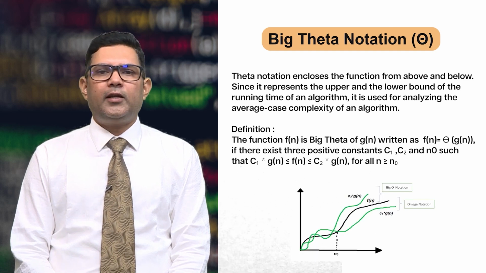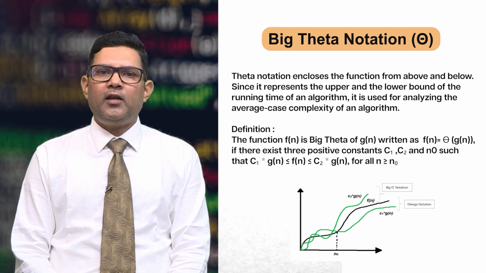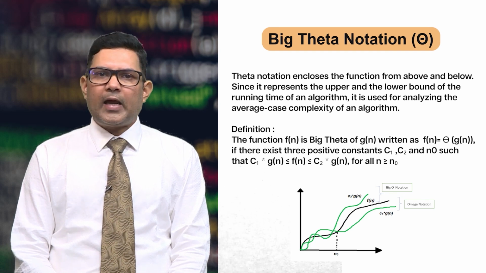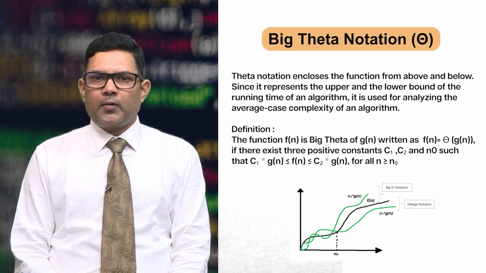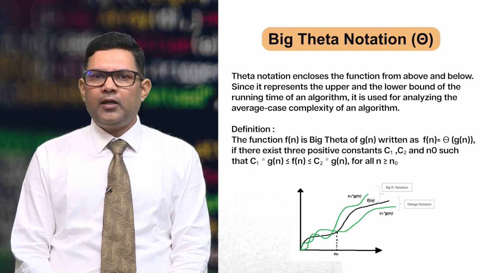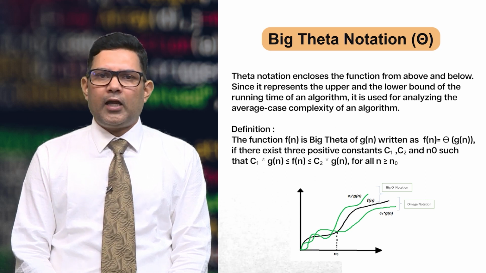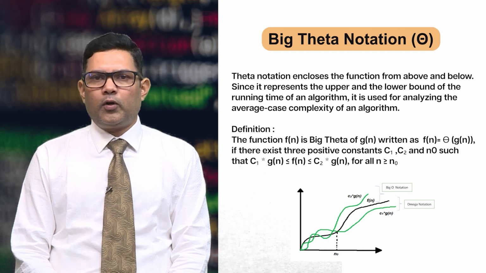This is the graphical representation of theta notation. Here you can observe that the line f of n is present in between c1 into g of n and c2 into g of n. If we consider the line f of n and c1 into g of n, both these lines satisfy the omega notation, and the line c2 into g of n and f of n satisfy the big O notation.